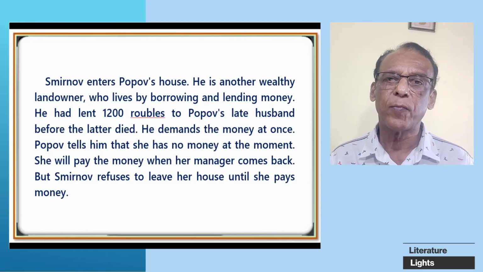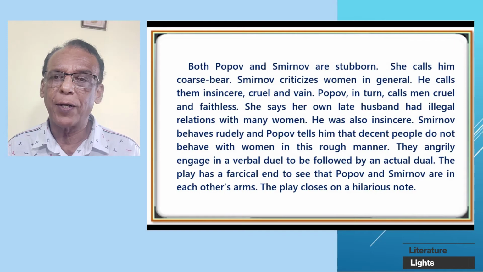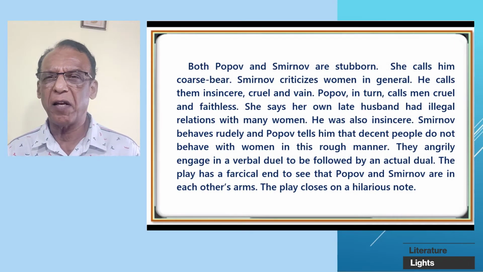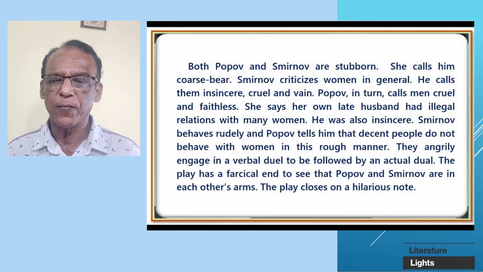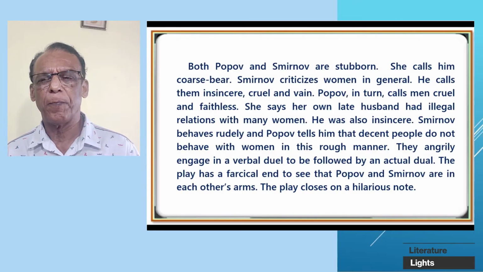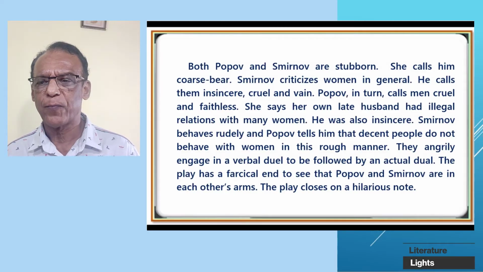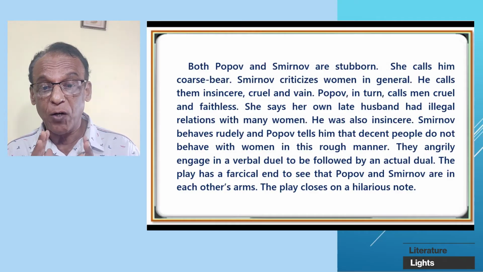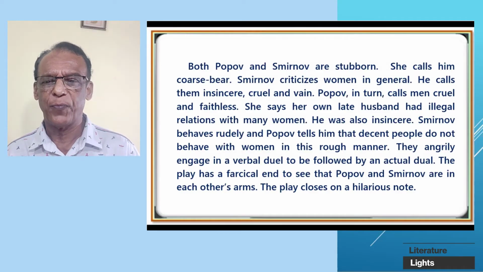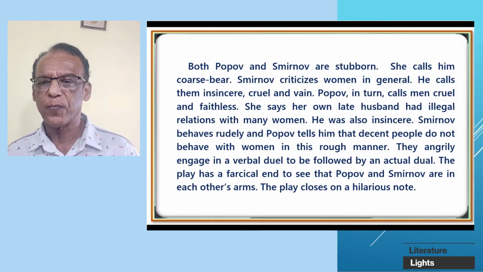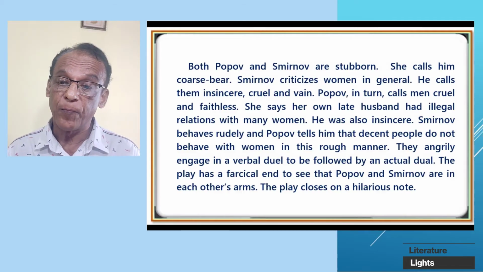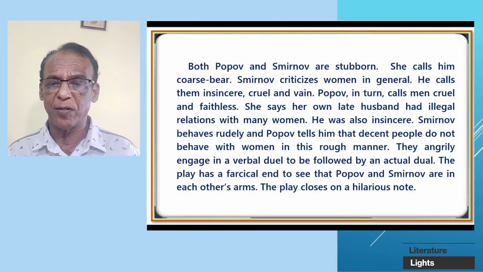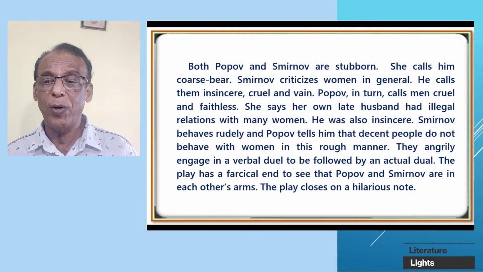Now, Smirnov says he will leave only after getting the money from Mrs. Popov. Next paragraph. Both Popov and Smirnov are very, very stubborn, unyielding. They are not ready to change. She calls him a coarse bear. Smirnov criticizes women in general. Smirnov calls women insincere, cruel, and vain. Popov, in turn, calls men cruel and faithless. She says her own late husband had illegal relations with many women.